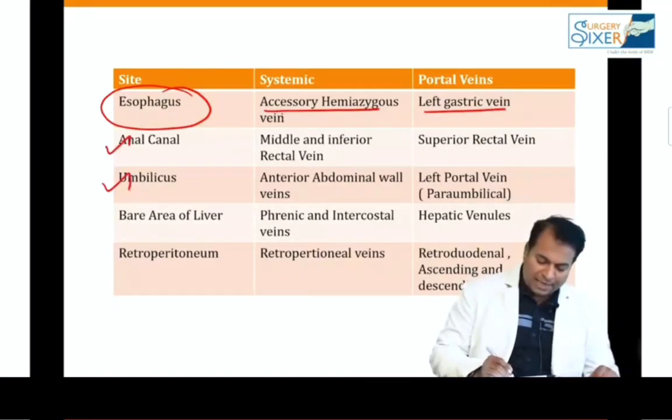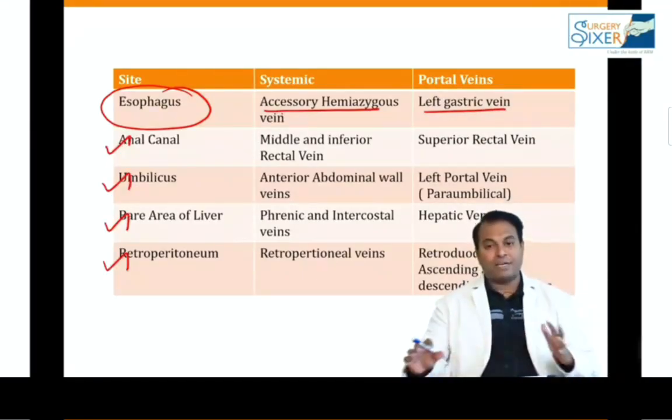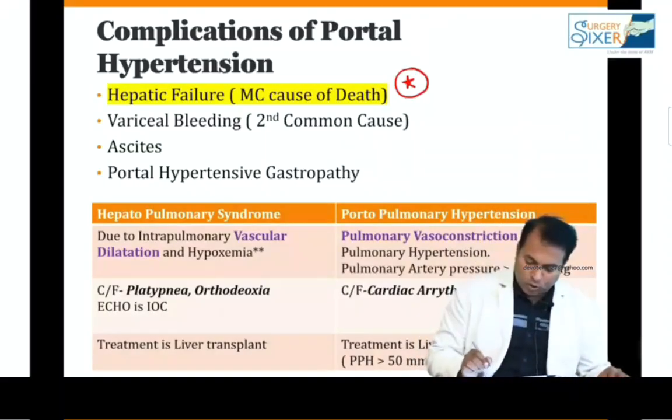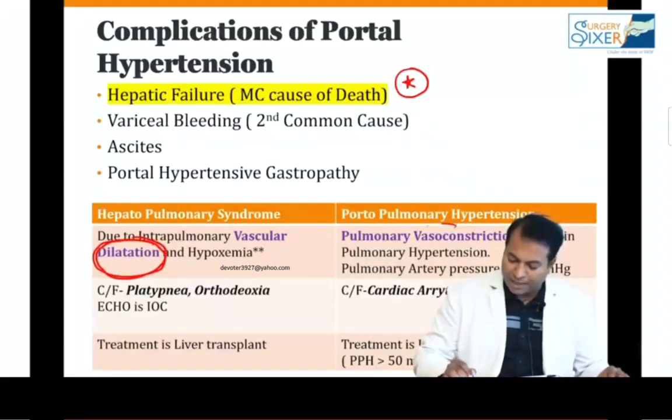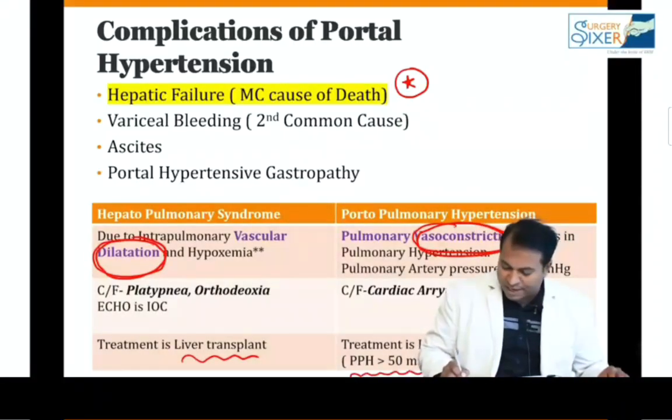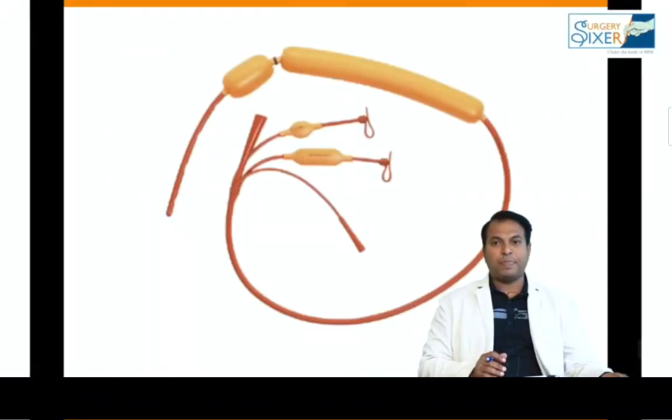So anal canal, umbilicus, bare area of liver, retroperitoneum are the other places we have the collaterals. On complications of portal hypertension, I told you the most common cause of death is hepatic failure, and in hepatopulmonary syndrome there is vascular dilatation, and in portopulmonary hypertension there is vasoconstriction. For both of these cases, liver transplantation is a treatment, but if the pressure is more than 50 millimeters, liver transplant also is contraindicated. So this is a high yield image based question.